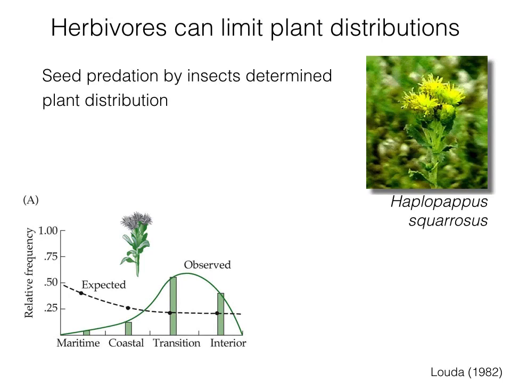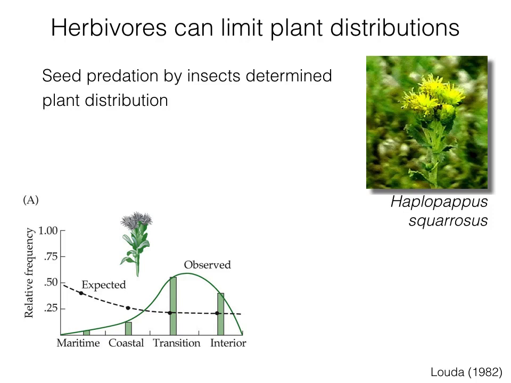Herbivory can also have a very significant impact on where you can find certain native plants. So this is an example of a plant called Haplopappus squarrosus, which occurs from coastal to interior regions. And this plant is strongly affected by an herbivorous insect that really strongly affects its distribution between those maritime or coastal locations and the interior locations.